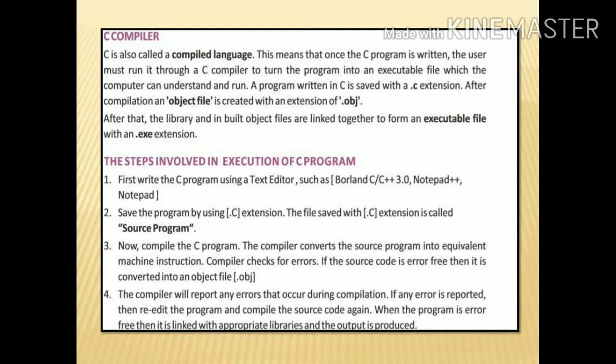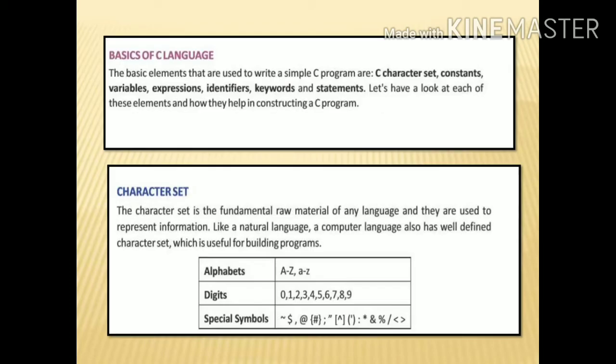Children, we have some information regarding the compiler here. What do we mean by compiler? C is a compiled language. That means whatever program you write in C, you must run it through a C compiler to turn the program into an executable file which the computer can understand and run. The computer doesn't understand what you write, so it should be converted, that is, compiled. It is saved with the .c extension. Compulsorily, whatever program you write in C, you should save it with .c. After that it will be executed as an .exe file.